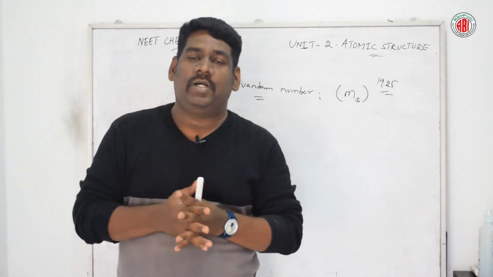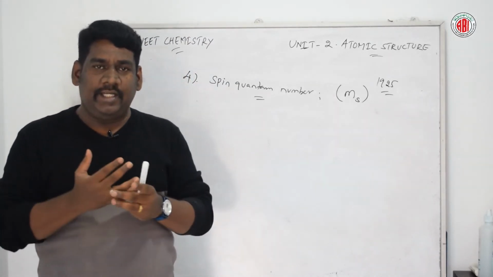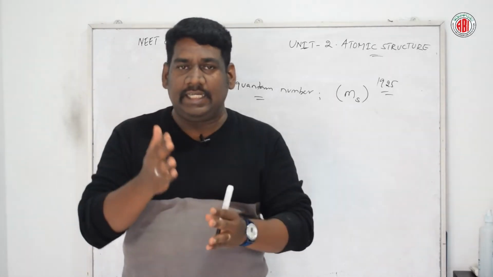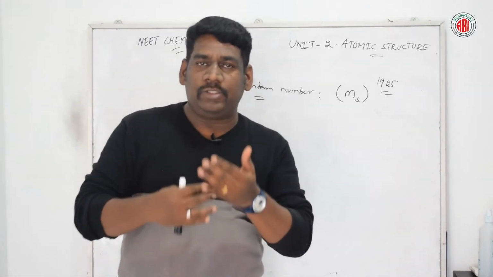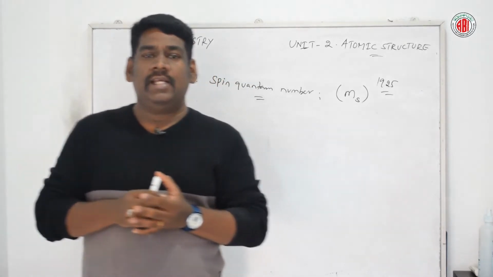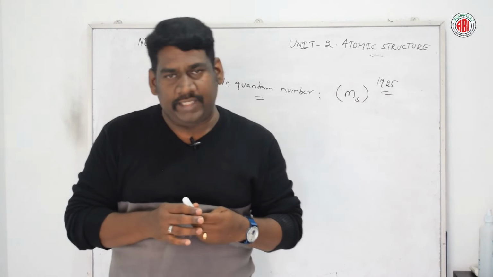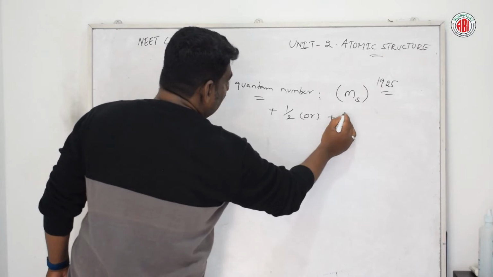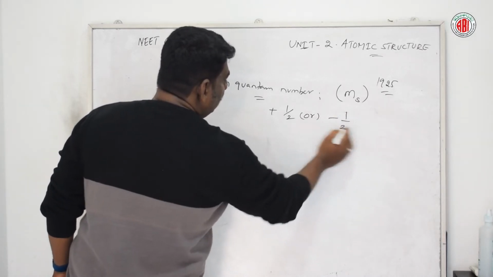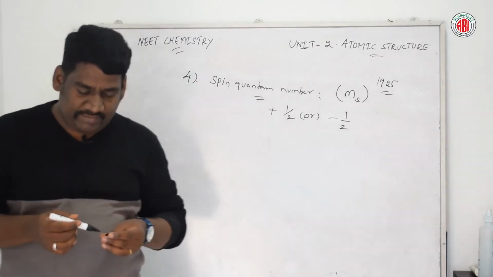Now, talking about how electrons undergo spin orientation: the electron can spin in only 2 ways. Either it spins in a clockwise manner, or it spins in an anti-clockwise manner. So this quantum number can take only 2 values, plus 1 by 2 or minus 1 by 2, that is spinning of the electron in the clockwise direction or in the anti-clockwise direction.